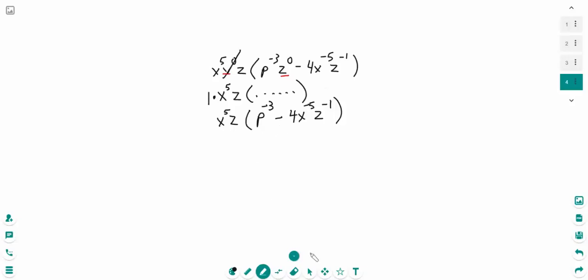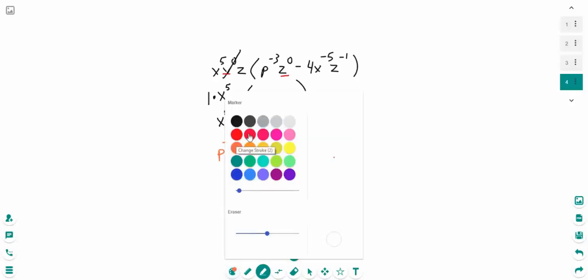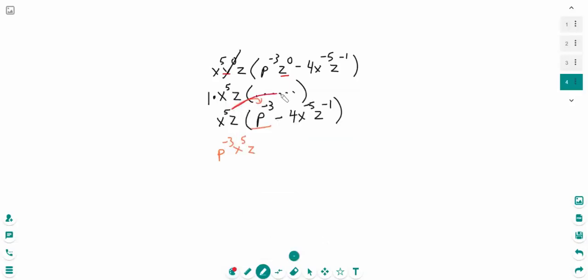We can multiply through. If we take this x to the fifth z times our first term here, we would end up with, if we put it in alphabetical order, a p to the negative 3 times x to the fifth times z. Now we can take our factor again outside the parentheses and multiply it by our second term right here. And this is going to be a positive, so we have a positive times a negative. Well, that's going to give me a negative. We know that much. Now we can multiply it out. We have x to the fifth times everything in here.